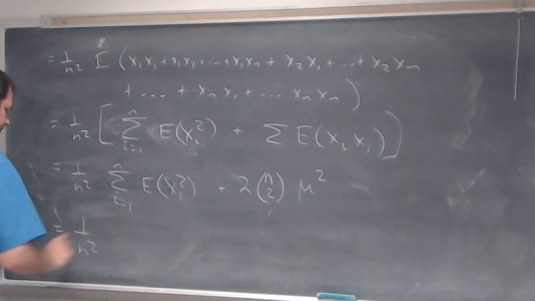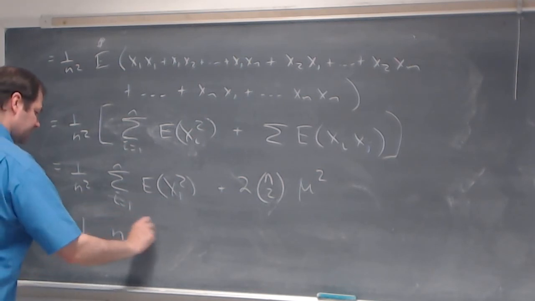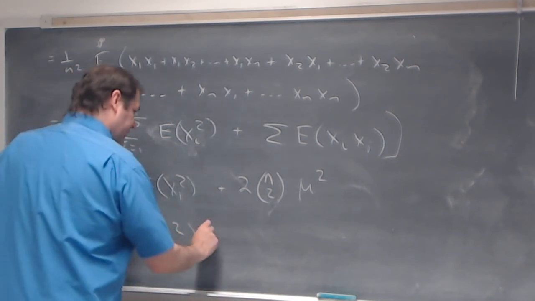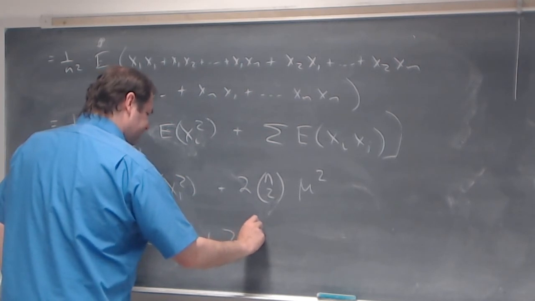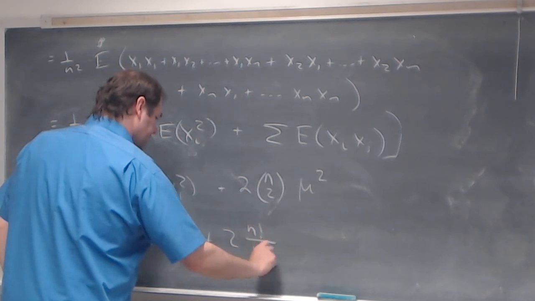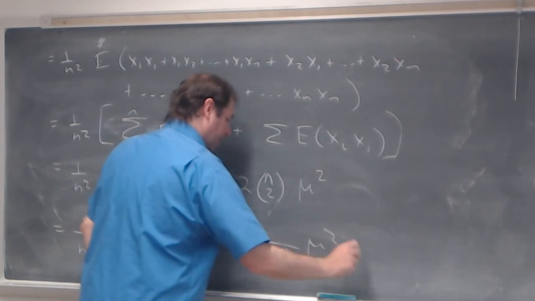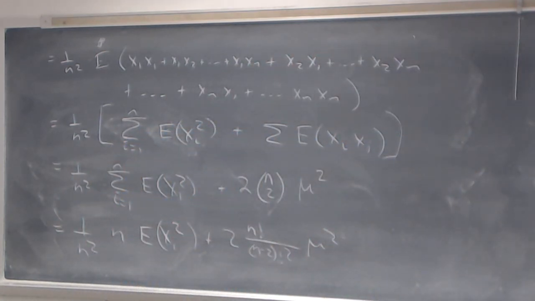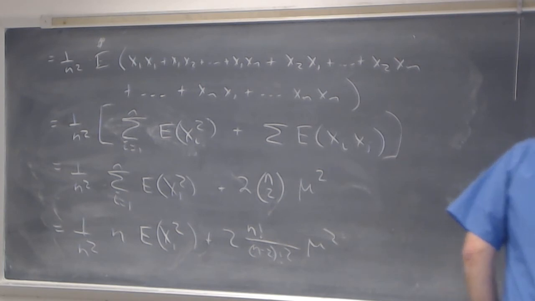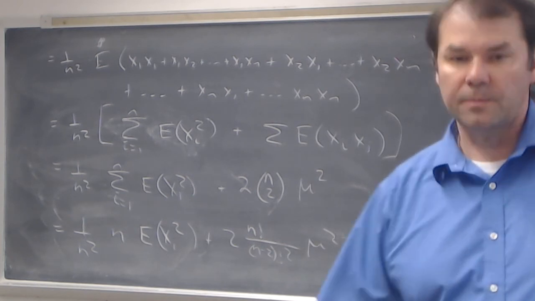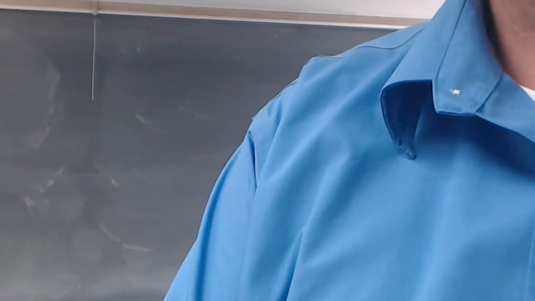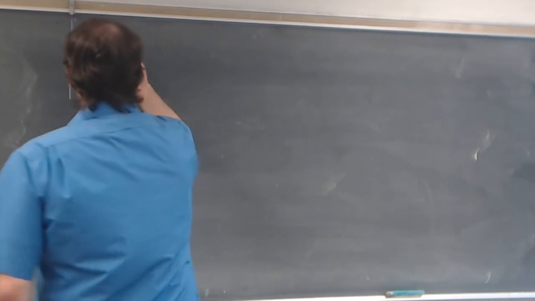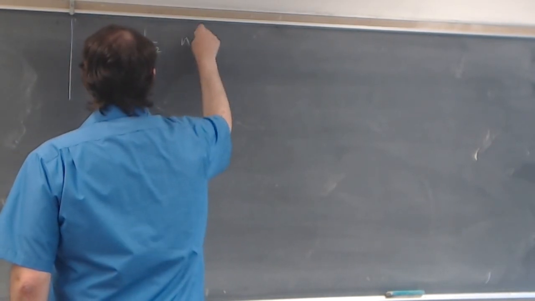Okay, so this is 1 over n squared. This will be n times the expected value of x of 1 squared, which I don't know what that is. And then this is plus 2 times n factorial over n minus 2 factorial times 2 factorial, which is just 2, mu squared. Okay. This is going to be equal to 1 over n squared times n.